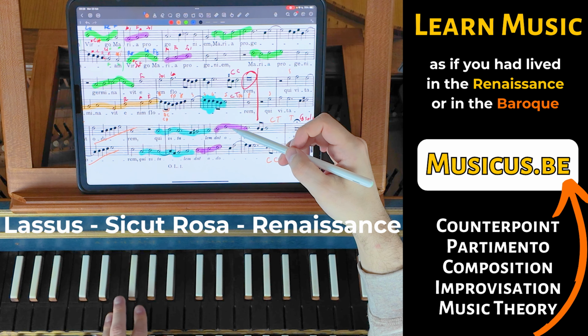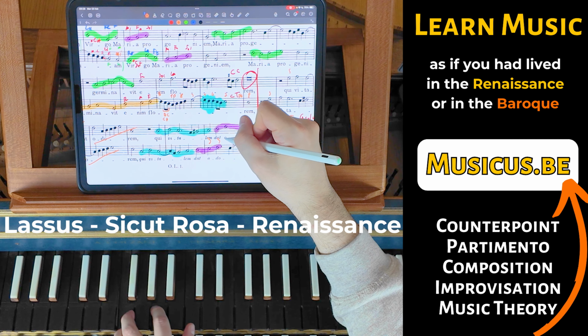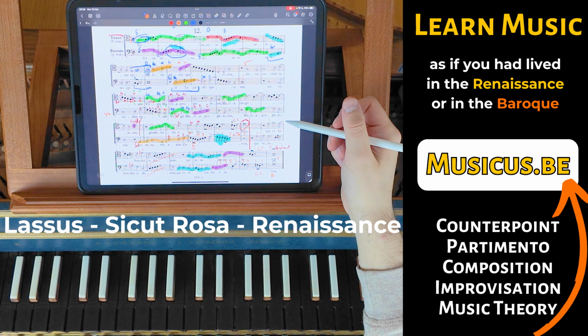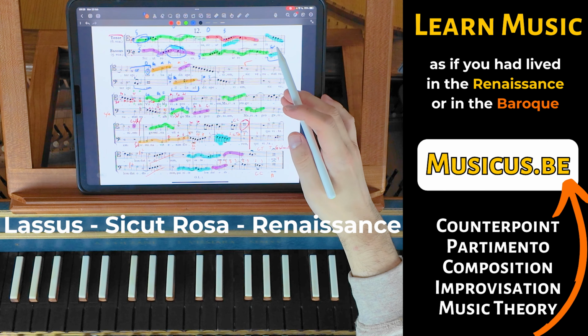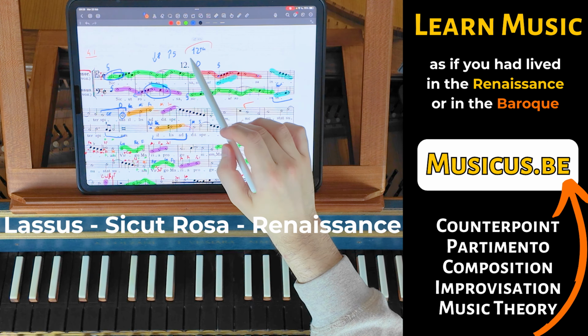Here, 3 3, 5 3 2 3, 2 3 1 unison, as you can see. So this is a two-part composition with a double counterpoint at the beginning at the 12th, invertible counterpoint at the 12th.